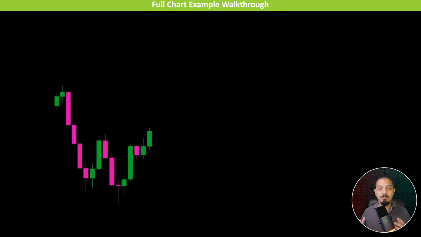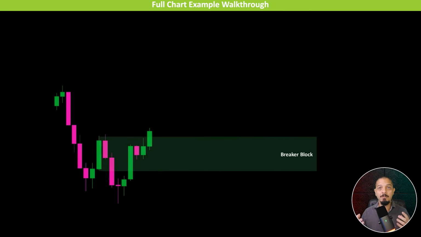Looking more closely, we can see that the price has created a valid, unmitigated breaker block exactly at the location of the last buying candle. This candle formed right before a strong downward move. This breaker block meets all the criteria of an ideal setup.